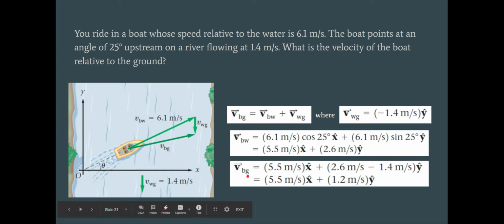The velocity of the boat with respect to the ground has both an x and a y component. So if somebody were standing over here, they would see the boat moving in both the x and the y direction. So yes, it would appear to be coming towards them, but it would also appear to be moving upstream.